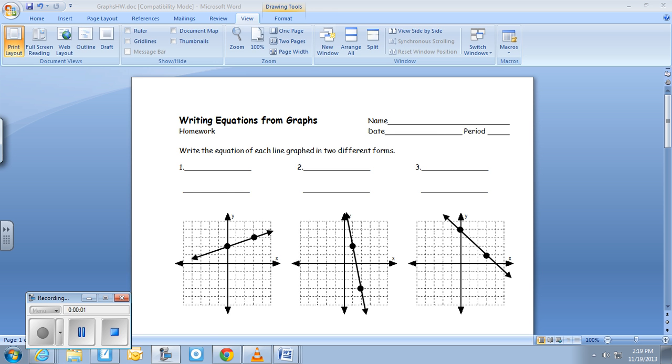All right, Ms. Whitaker here, and we're going to go over this writing equations homework. I asked you just to do slope-intercept form, so we've got to keep in mind that's y equals mx plus b.